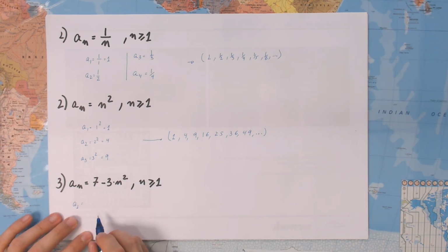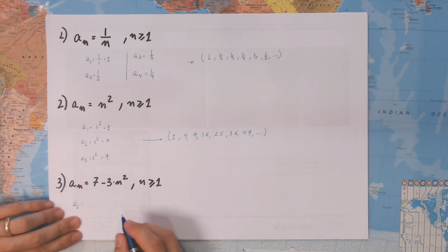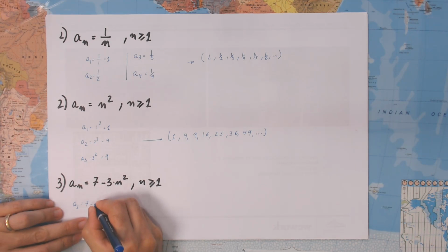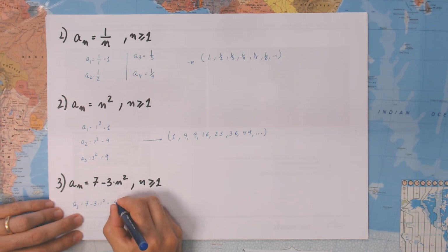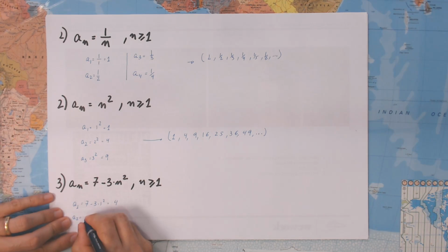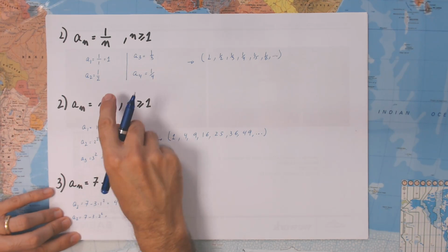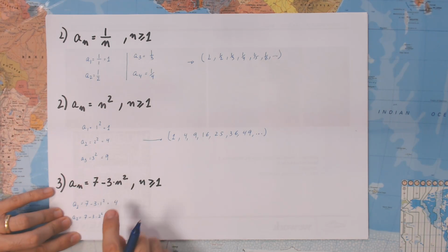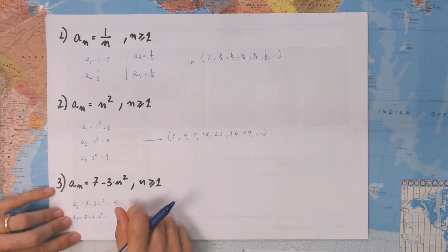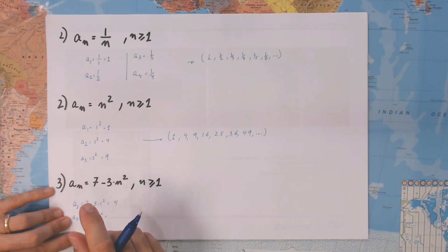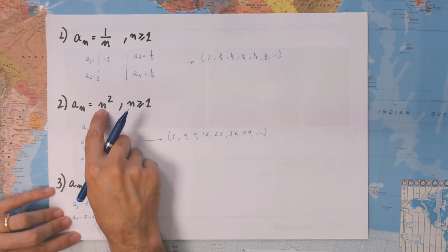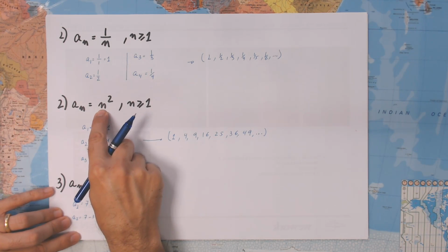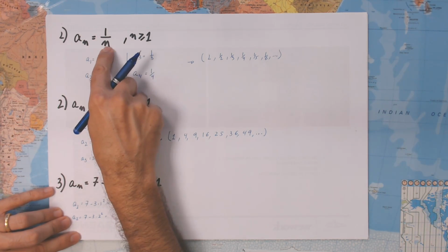Okay, now this one you have to do a little bit more math, but simple math. 7 minus 3 times 1 squared. This is 7 minus 3, which is 4. a2 is going to be 7 minus 3 times 2 squared. And remember that for those sequences, they do not depend on the previous one. So if I wanted to know what is the 10th term, I just have to put a10 equals 1/10, and so on.